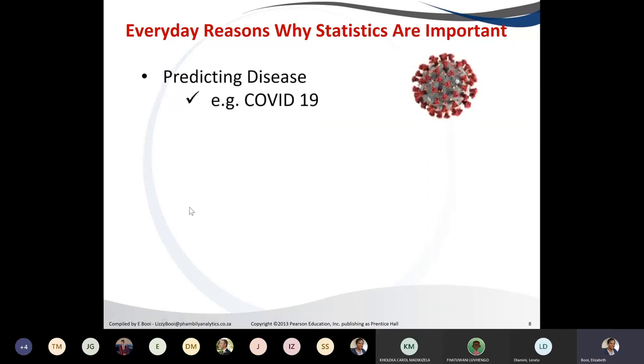We use it also to cure diseases. For example, with the coronavirus, we can predict where the virus is going and where it comes from. We can check and test the data, do the confidence levels and make predictions about the coronavirus.